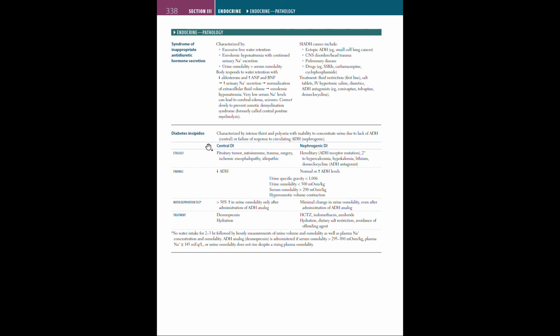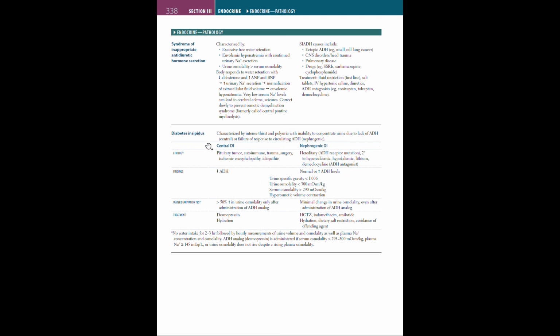Diabetes insipidus, characterized by intense thirst and polyuria, with inability to concentrate urine due to lack of ADH, central, or failure of response to circulating ADH, nephrogenic. So it could be central or nephrogenic. We have divided central and nephrogenic, and each have their own features. The etiology, central, is from pituitary tumor or autoimmune, trauma, surgery, ischemic encephalopathy, or idiopathic. But nephrogenic DI could be hereditary, like ADH receptor mutation, secondary to hypercalcemia, hypokalemia, lithium, demeclocycline, the medication, which is like an ADH antagonist.